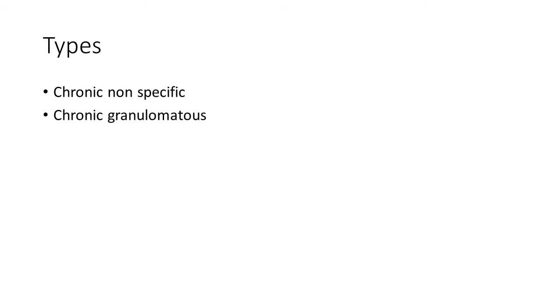Coming to the types, there are two: chronic non-specific and chronic granulomatous. Chronic non-specific refers to chronic inflammatory reaction with formation of granulation tissue and healing, all the features we just now discussed, but which is non-specific. On the other hand, chronic granulomatous inflammation is one in which there is characteristic histologic tissue response by formation of granulomas. The classic example is tuberculosis.